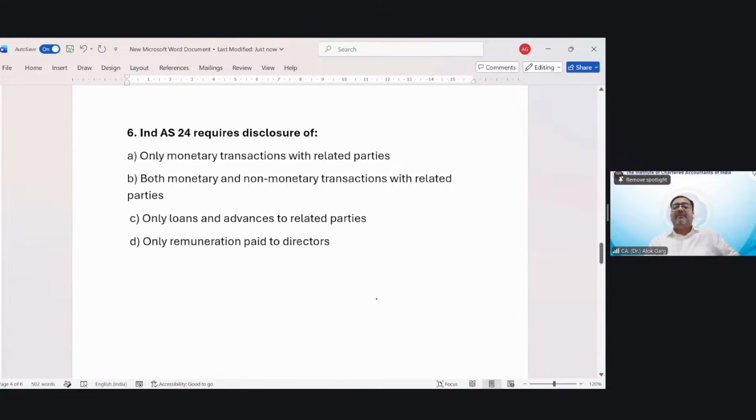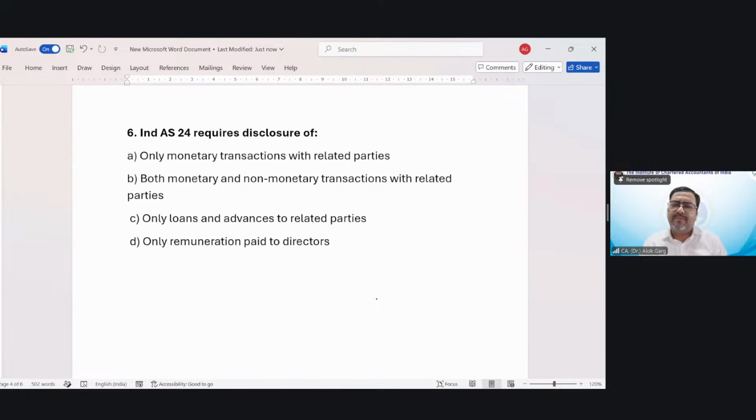Ind AS 24 requires disclosure of only monetary transactions with related parties, both monetary and non-monetary transactions with related parties, only loans and advances to related parties, or only remuneration paid to directors.